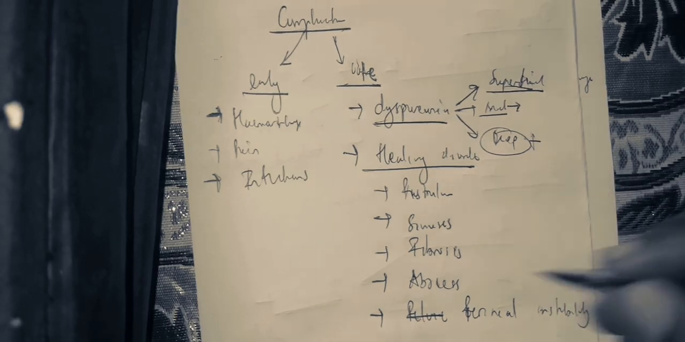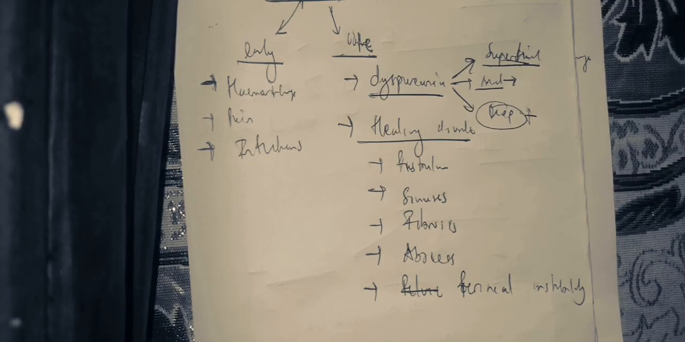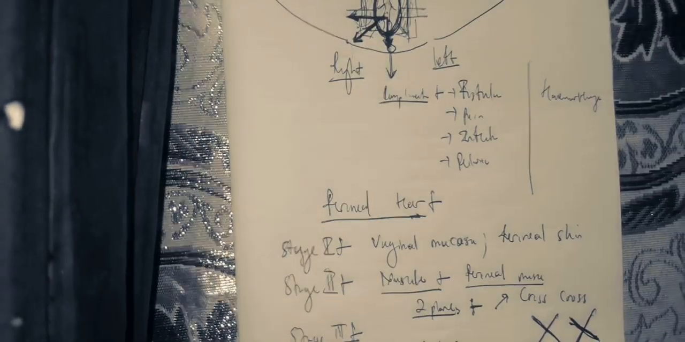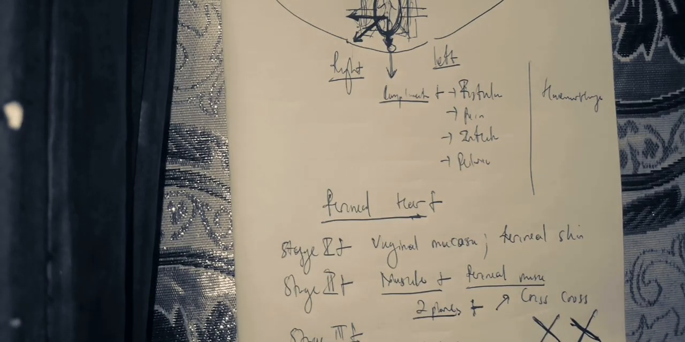So those are the different things that you can have as complications of perineal tear. Is it clear? So now the next thing that you need to visualize, after visualizing the second stage of labor and its management, we're now going to visualize the third stage of labor and its management.